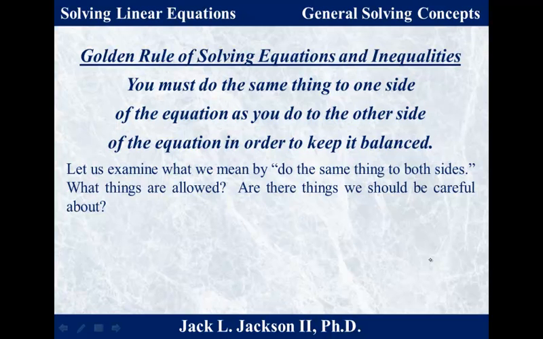So we have the golden rule of equations and inequalities. You must do the same thing to one side of the equation as you do to the other side of the equation in order to keep it balanced. Or if we use some good old King James English, thou must do unto one side what thou dost to the other side.